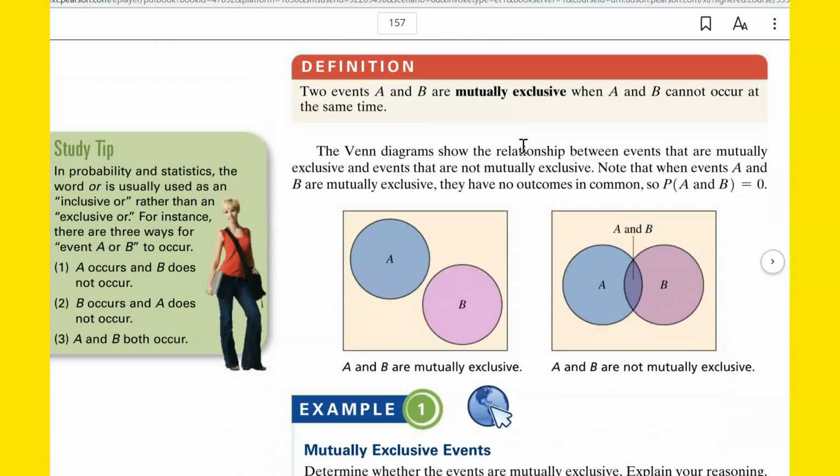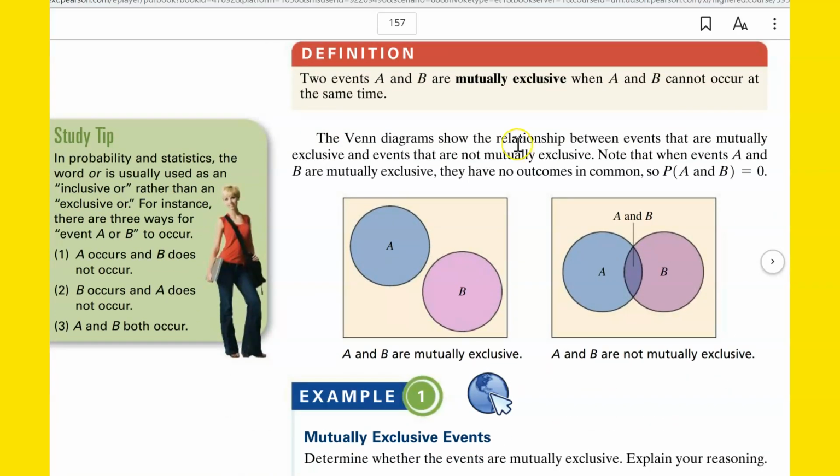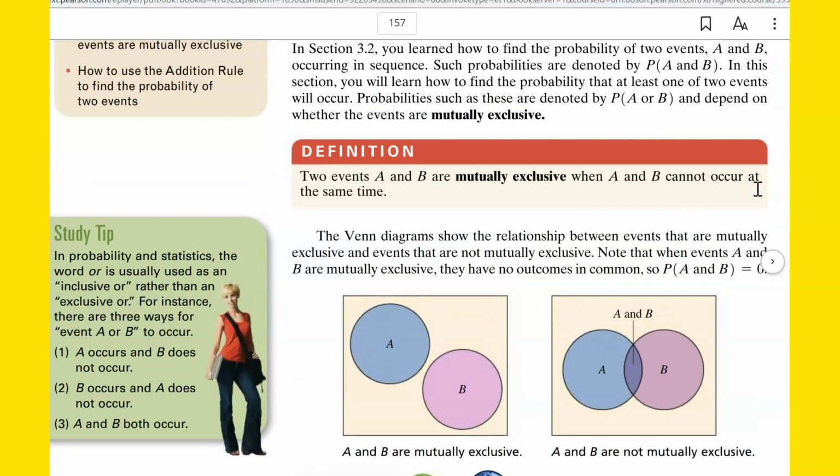All right, mutually exclusive. What's the definition of mutually exclusive? Two events A and B are mutually exclusive when A and B cannot occur at the same time. So if we're talking about the probability that an event happens and it's either going to be A or B, it's mutually exclusive when they can't happen at the same time. When it can't be both, it's called mutually exclusive. It has to be either one or the other. So it's like you either pass or you fail. All right, it can't be both at the same time. The light is either on or it's off. Can't be both at the same time.